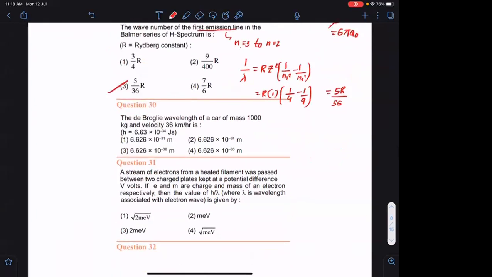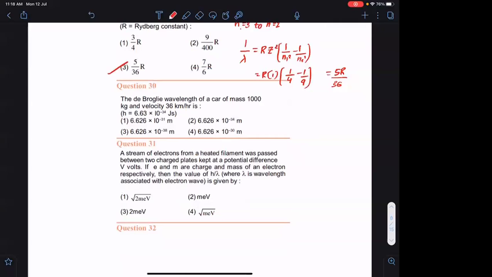Okay. de Broglie wavelength, they have given the velocity in kilometer per hour. If you want to convert this velocity into meter per second, किससे multiply करना चाहिए आपको? 5 by 18.